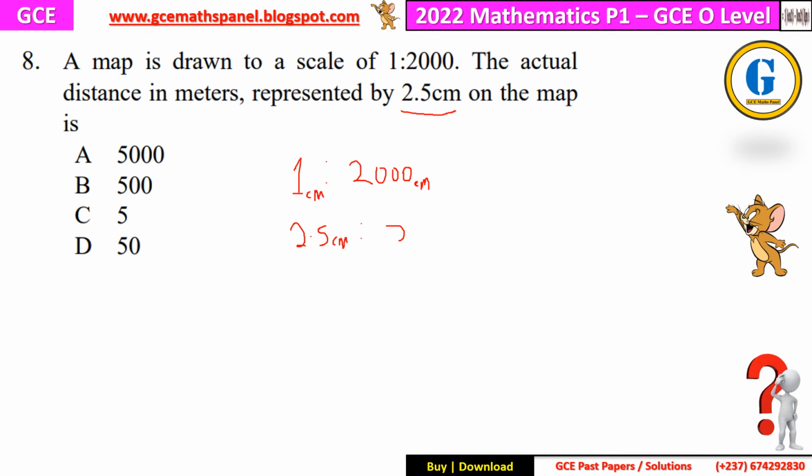So this will give us x, right? From here, if you cross multiply, our x will be equal to 2.5 times 2,000 divided by 1, and that will give us 5,000. And this answer is in what? In centimeters. But the question wants us to give our answer in meters. So how do we convert from centimeters to meters? We divide by 100, right? Because 100 centimeters make 1 meter. So 5,000 centimeters will make how many meters? 50 meters. So this gives us 50 meters.